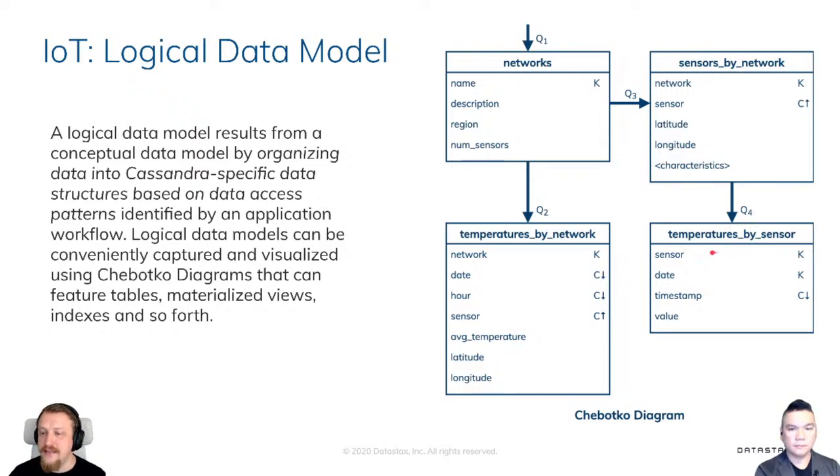In this case, we will feature sensor ID and date as the partition key, timestamp as a clustering column, and value as the data column. So first of all, why do we have to think of the date as maybe a good candidate for a partition key? Take a look. If we don't use date as a partition key, will this table work? Yes, it will, but only for a few months.